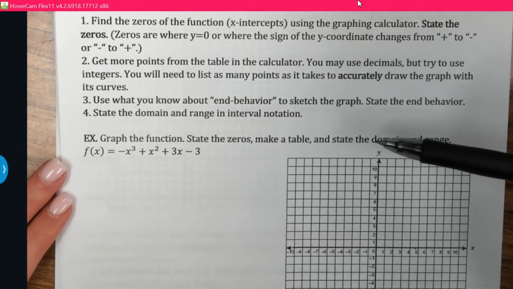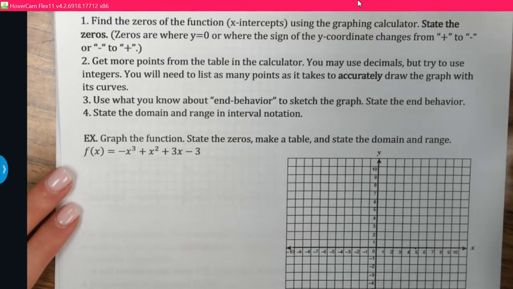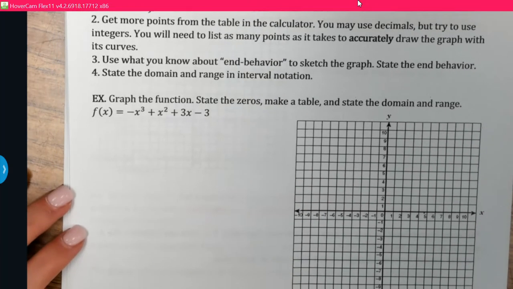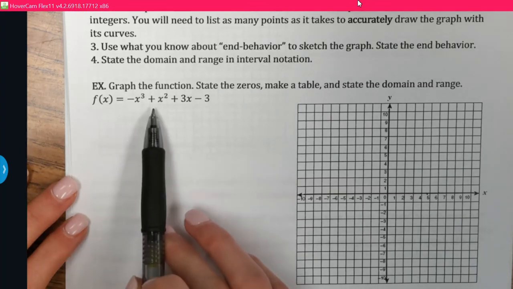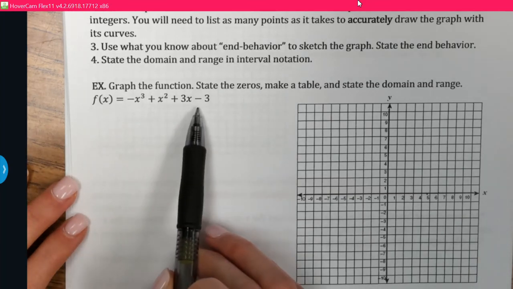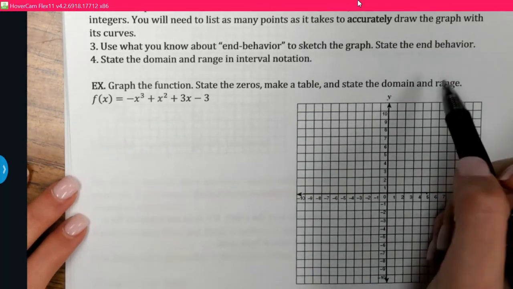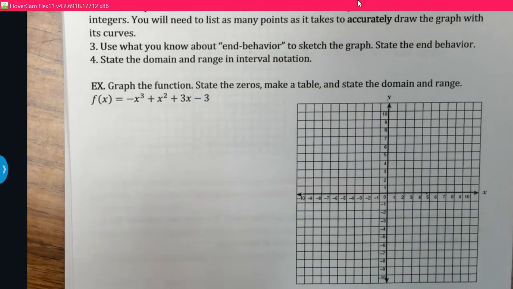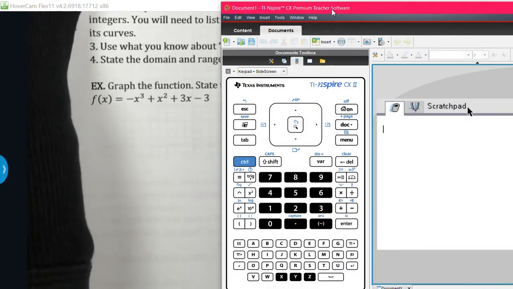Now use what you know about your end behaviors to sketch the graph. You're going to state the end behavior, and you're also going to state the domain and range in interval notation. Okay? So here, I've got f of x equals negative x to the 3rd plus x squared plus 3x minus 3. I need to state my zeros, make a table, state the domain and range, and the end behavior. I didn't put that in there, but you do have to do the end behavior. So, we're going to go to the calculator.